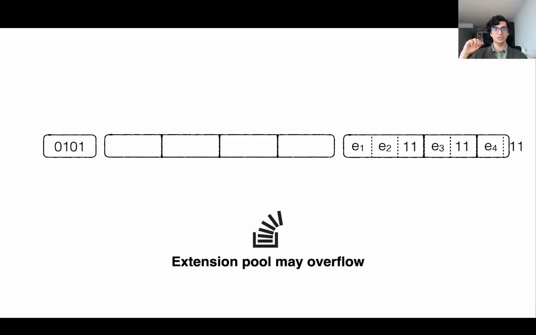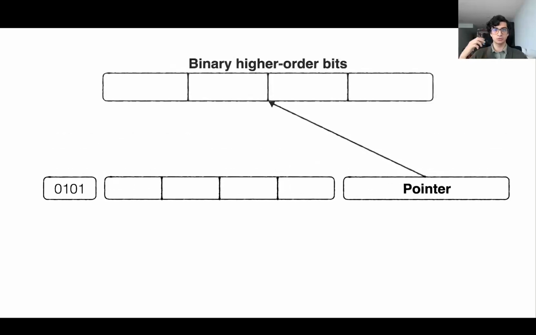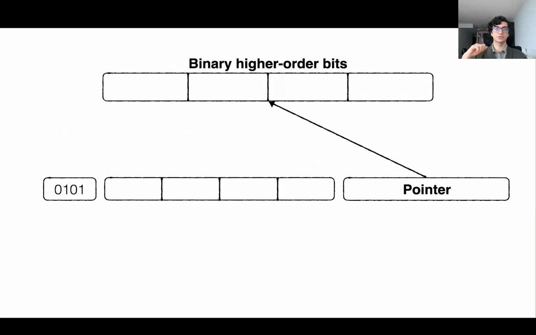Alright, but there's one corner case that we haven't talked about yet. Specifically, the extension pool might actually fill up and overflow as more counters overflow. To accommodate for this scenario, whenever the extension pool fills up, we repurpose it to store a pointer, which points to an external array of large counters that stores the overflowing higher order bits in plain binary.